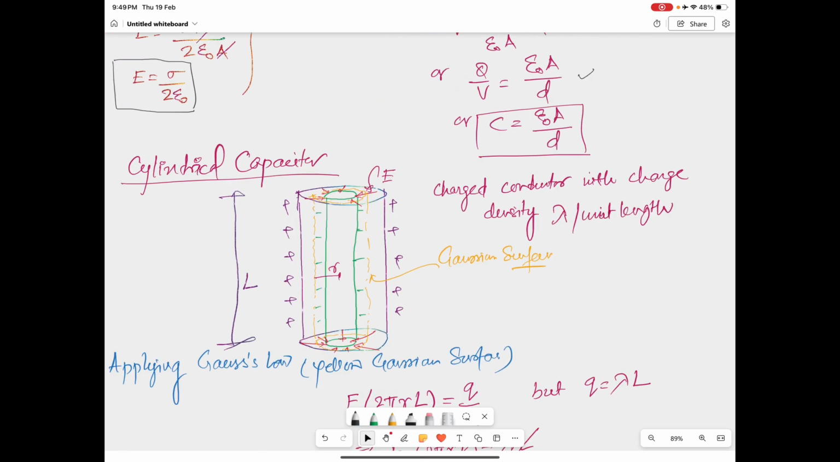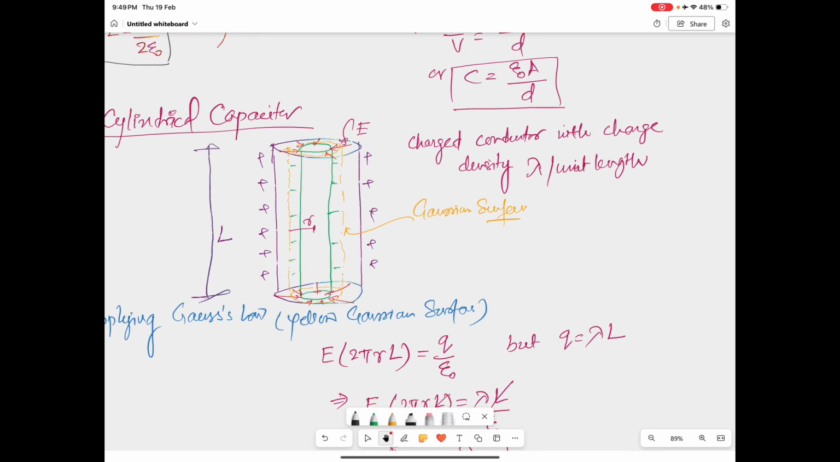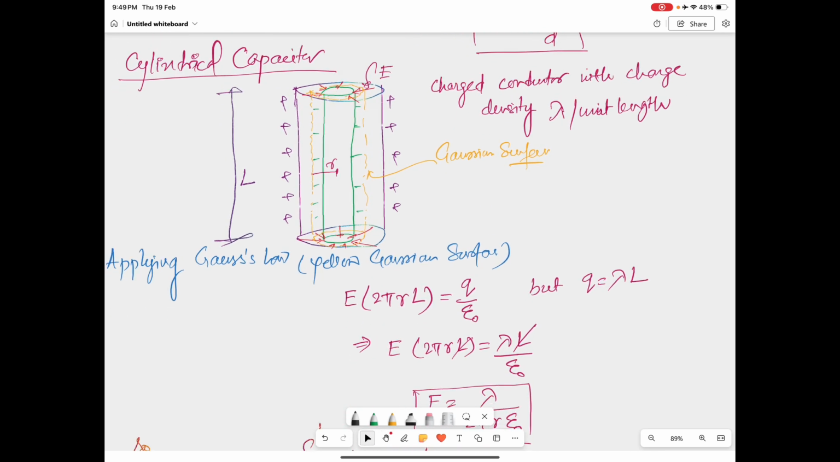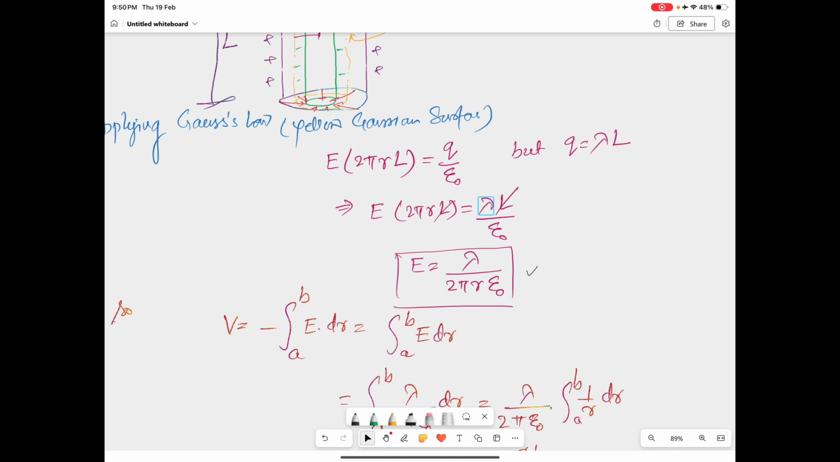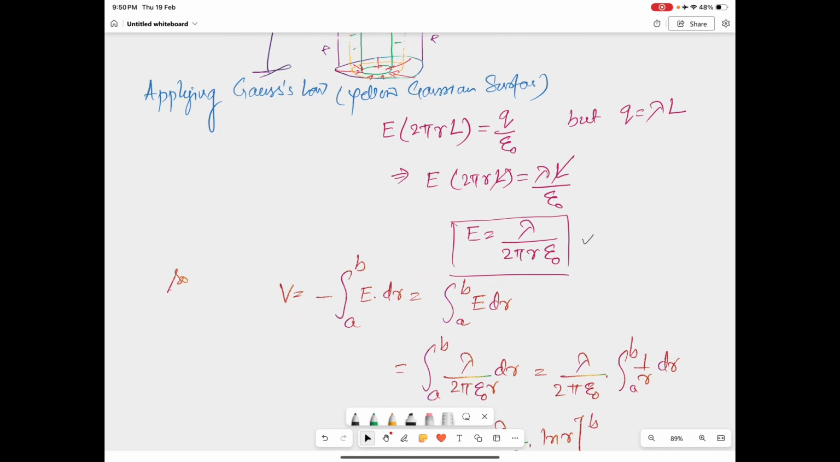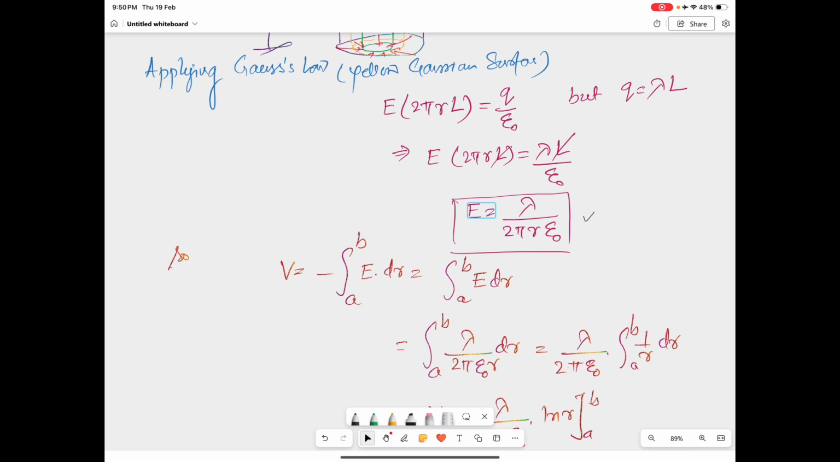I will cover the example of a cylindrical capacitor also. In a similar way, it is very simple through a Gaussian surface, which I have drawn like a yellow cylinder. So E into 2 pi r L is equal to Q upon epsilon naught, and E is equal to lambda upon 2 pi epsilon naught r. But Q is equal to lambda into L, where L is the total length and lambda is the charge per unit length. Substituting Q as lambda into L helped me find the electric field between the two conductors. I have already solved this while making my video on electric field, and you can refer to that also.